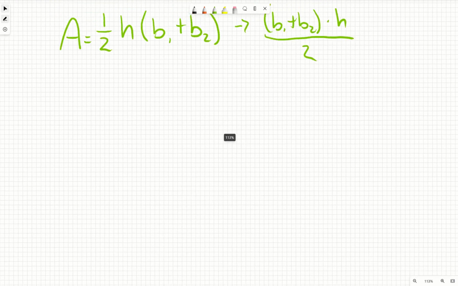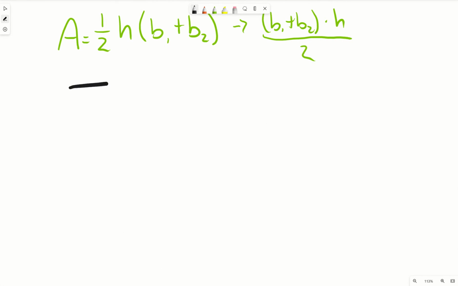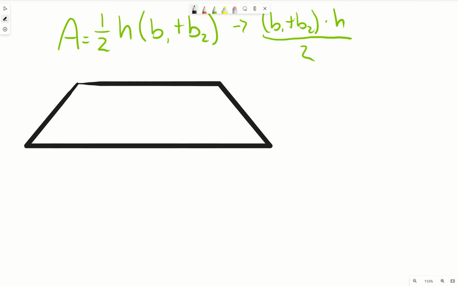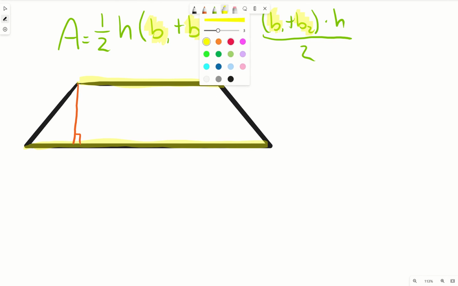All right, leave our formula up here. Let me draw out a trapezoid. On this trapezoid, I have some different parts. I have 2 bases on this trapezoid. I've got a base there, and I've got a base here. Those are base 1 and base 2. I've got a height, which is the difference between my 2 bases. Okay, so here's my height. And then I'm going to divide all those things by 2.